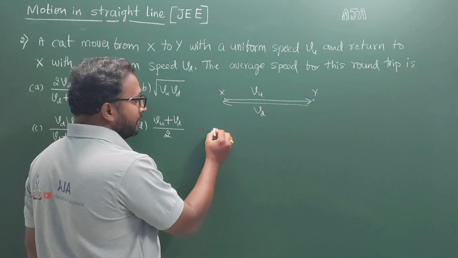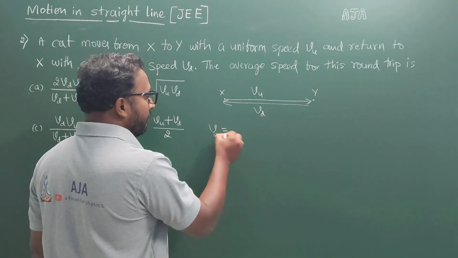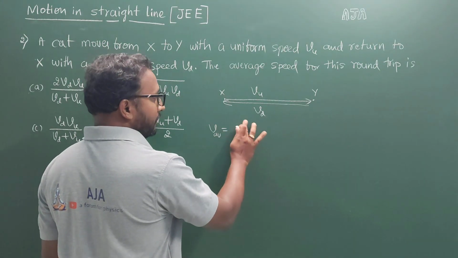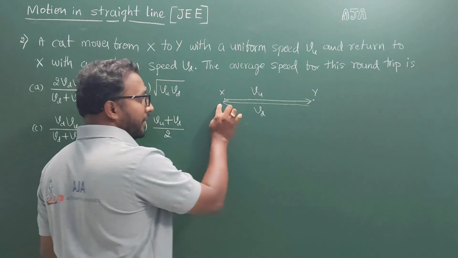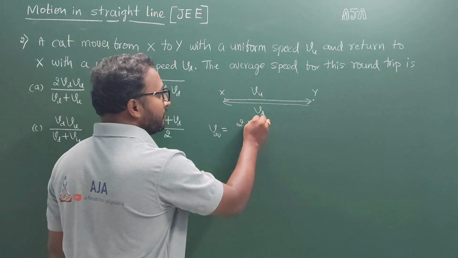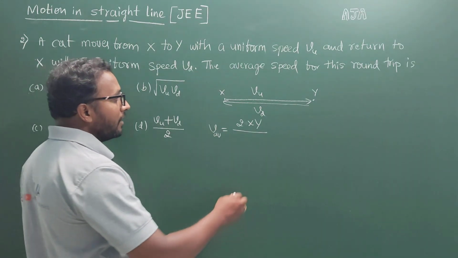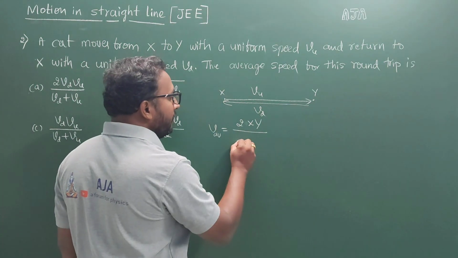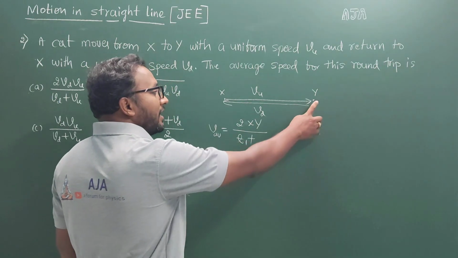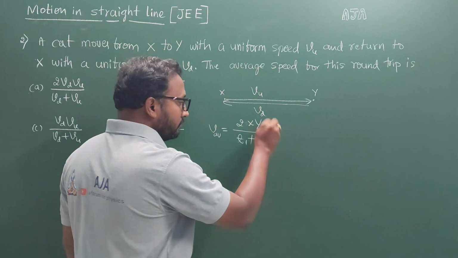To calculate the average speed, I'll go with the formula of average speed, which is nothing but the total distance covered from x to y and back to x, which is 2 times xy, divided by the total time taken. Total time taken can be calculated in this way. Time taken by the cat to go from x to y is t1, and time taken by the cat to return to x from y is t2.